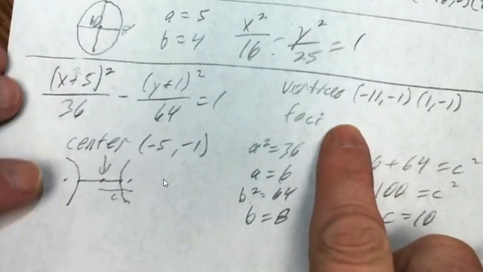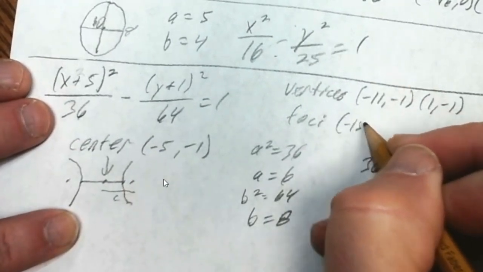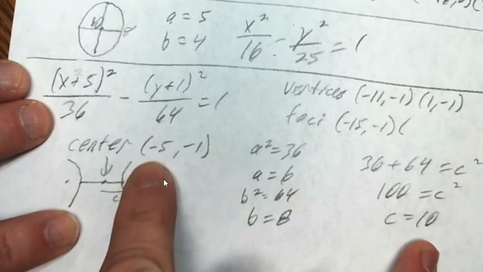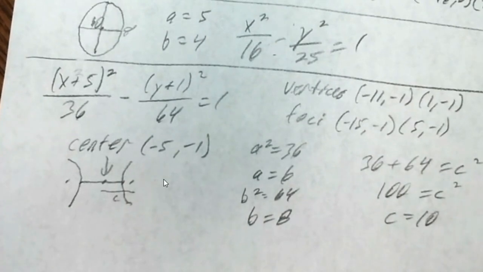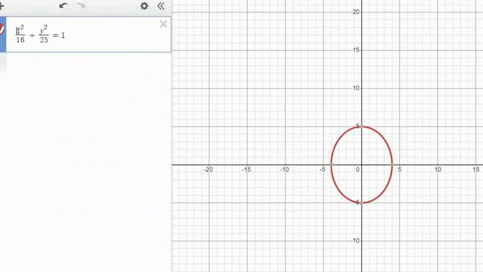So the foci from negative 5, negative 1, would be at negative 15, negative 1, and going 10 the other direction to the right puts us at 5, negative 1. So negative 15, negative 1 and 5, negative 1. Yep, that's what that has. So I think we're in good shape. Let's graph it just to double check ourselves again.